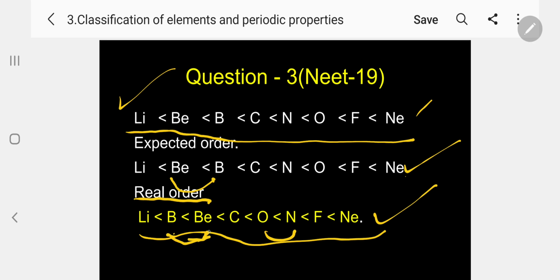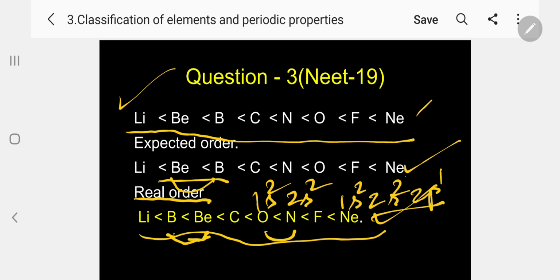Take boron in the original, expected order. Beryllium is 1s2, 2s2. Boron is 1s2, 2s2, 2p1 configuration. Compared to boron, 2s2 is completely stable, because the p1 electron is incomplete and can be removed easily. So when you compare beryllium and boron, removal of an electron from a completely filled shell is very difficult. Comparatively, beryllium has higher ionization energy than boron. I am changing the position due to the completely filled orbital.